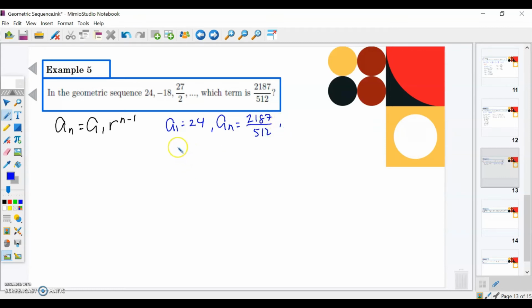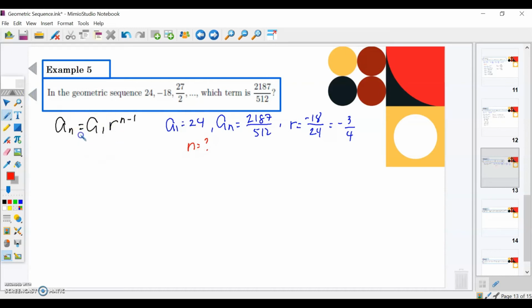And, of course, we can solve for the common ratio. The common ratio is equal to negative 18 over 24. This is equal to negative 3 over 4. We're going to use this given and this formula in order to solve for n.